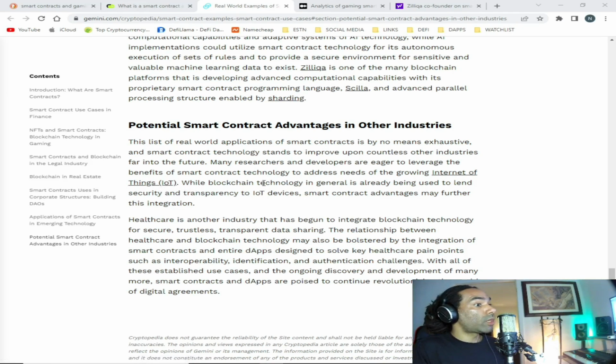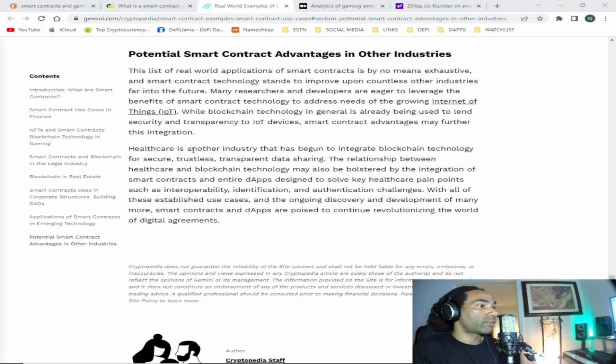While blockchain technology in general is already being used to lend security and transparency to Internet of Things devices, smart contract advantages may further this integration. Healthcare is another industry that has begun to integrate blockchain technology for secure, trustless, transparent data sharing. The relationship between healthcare and blockchain technology may also be bolstered by the integration of smart contracts and entire dApps designed to solve key healthcare pain points such as interoperability, identification, and authentication challenges. With all these established use cases and the ongoing discovery and development of many more, smart contracts and dApps are poised to continue revolutionizing the world of digital agreements.